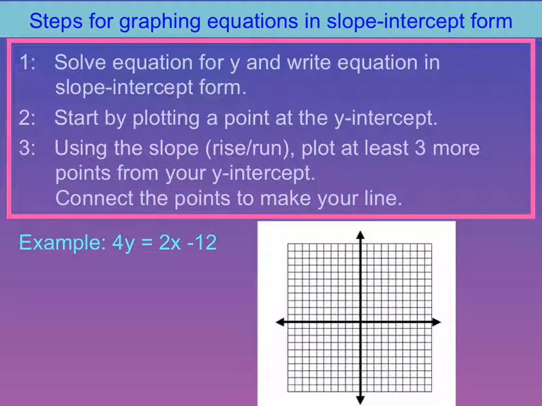So from your slope-intercept form equation, you know the y-intercept, and so you know for a fact that's one of your points on your graph. So you're always going to start there. And then from there, you know your slope. So since you know your y-intercept's one of your points on your graph and you know the slope, from that point, you're going to go ahead and use your slope to plot at least 3 more points, and then you're going to connect them to create your line.